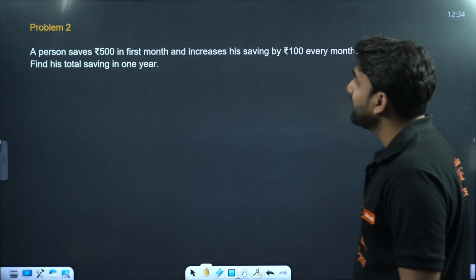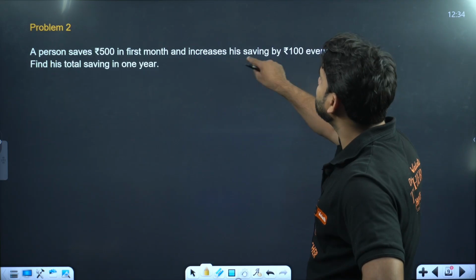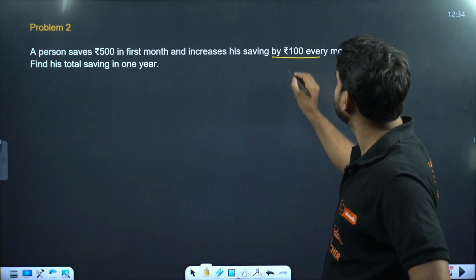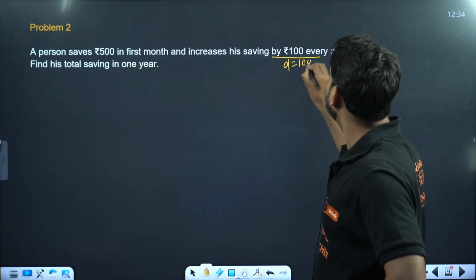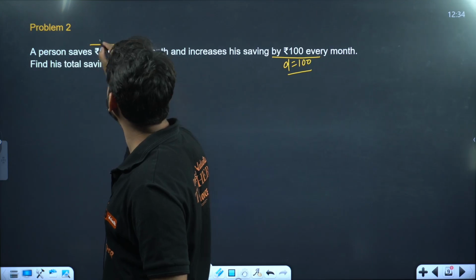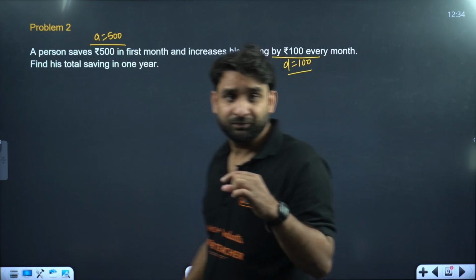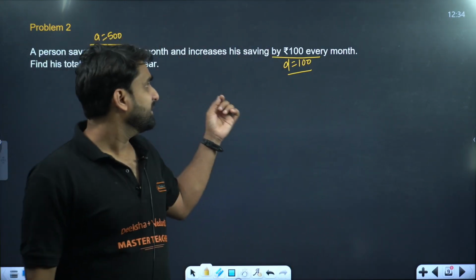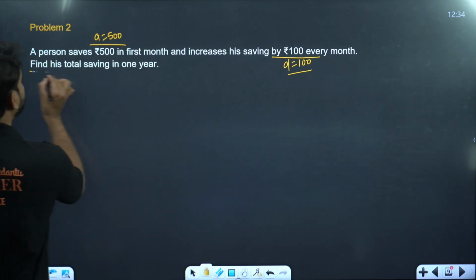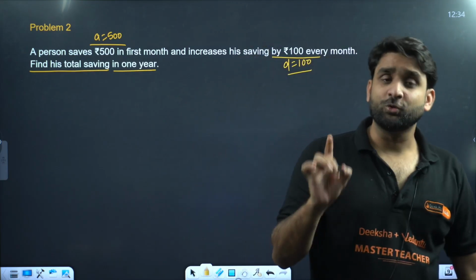Moving to next. A person saves rupees 500 in the first month and increases his saving by rupees 100 every month. Again, this will become the common difference. So the common difference is 100, and a person saves 500 rupees in the first month, so this is a, a is 500. Now find his total saving in 1 year.